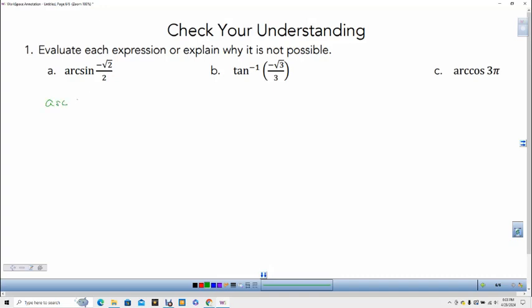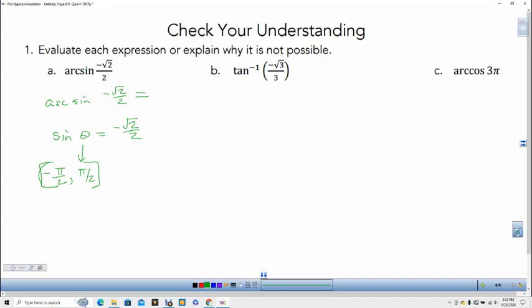If we're looking for arc sine of negative square root of 2 over 2, what we're really asking, remember how those inverses are, we can rearrange this and think about it in the backwards way. We are literally asking the sine of theta equals negative square root of 2 over 2. But the only problem with our theta here is it's got to be between negative pi over 2 and pi over 2.